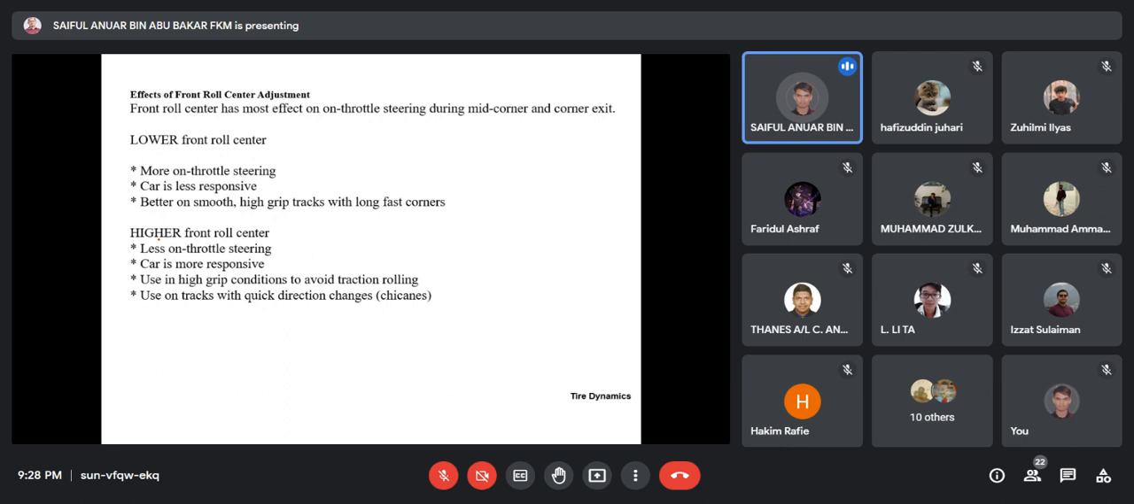If we have a higher front roll center, we're going to have less throttle steering. The car is more responsive and used in low grip conditions to avoid traction roll, and used on tracks with quick direction changes. So there are two. So again.